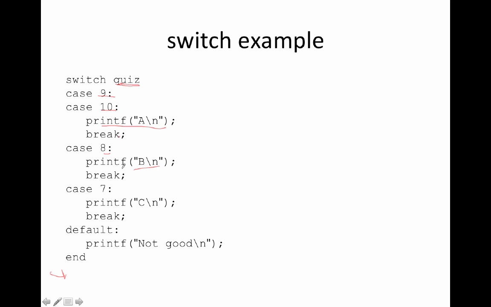And then if it's not 9, 10, or 8, we'll check the next case label. If the value of quiz is equal to 7, we're going to print C and break out, so that's the only thing we do. And then default handles none of the above. So if the value of quiz is not 9, 10, 8, or 7, what we're going to do is to print not good.